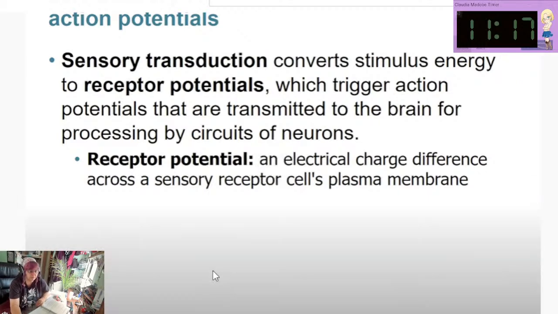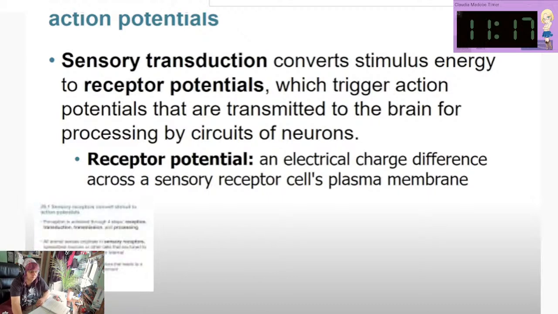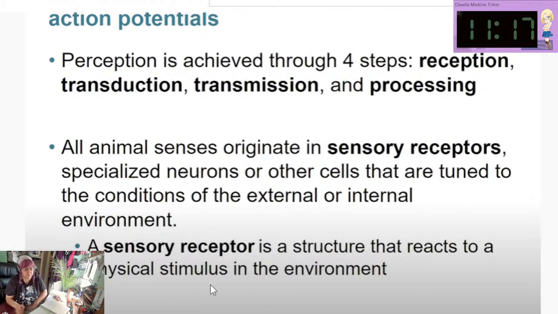Receptors, membrane, and as we'll see, it's ions flowing across the membrane via ion channels. So now that we have these two steps down, those steps in perception are reception, transduction, transmission, and processing, which we see on this first bullet point. So we're going to start off by looking at reception.